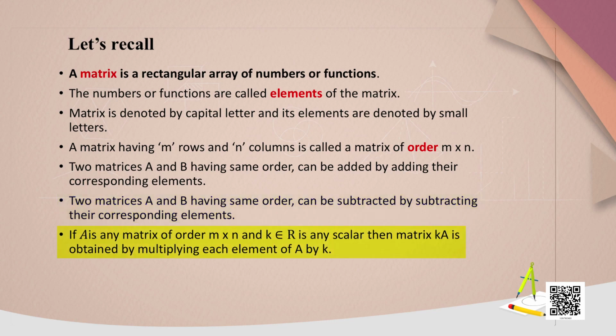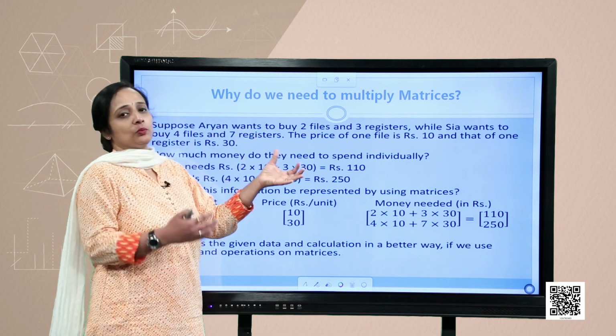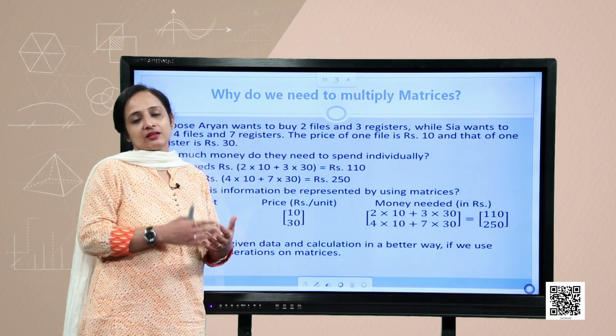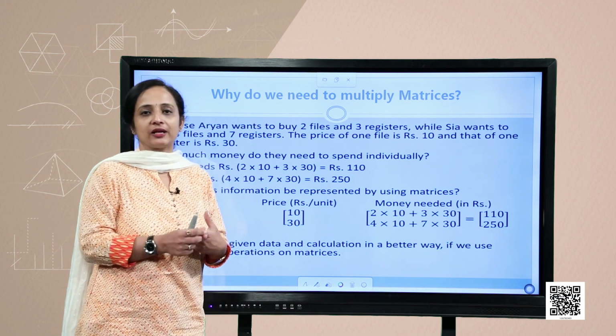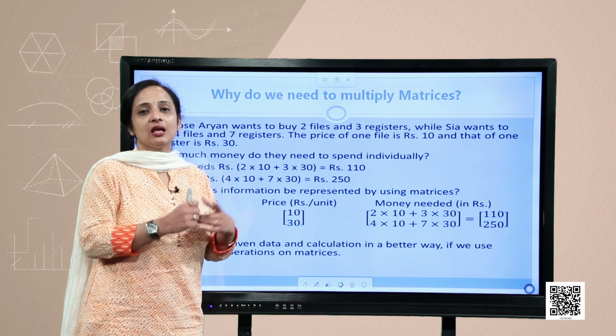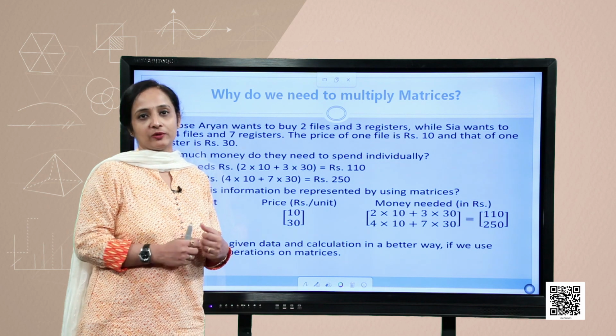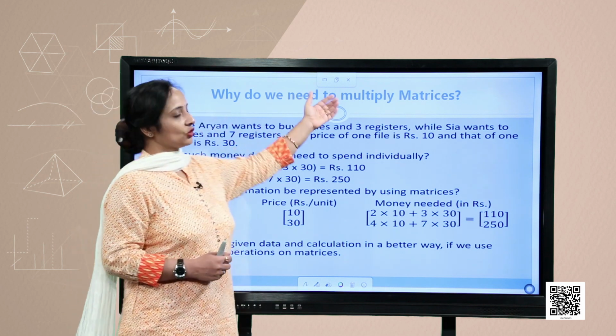If A is any matrix of order m by n and K is a scalar quantity, then KA, the matrix KA, is obtained by multiplying each element of A by K. Why do we require to multiply matrices? That is the next and the last operation on matrices. You have done addition, subtraction and scalar multiplication.